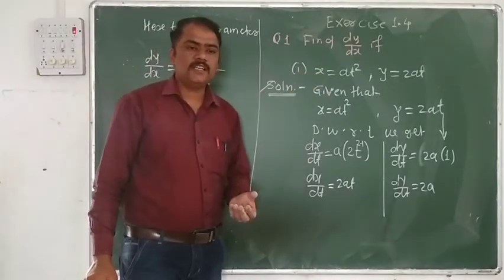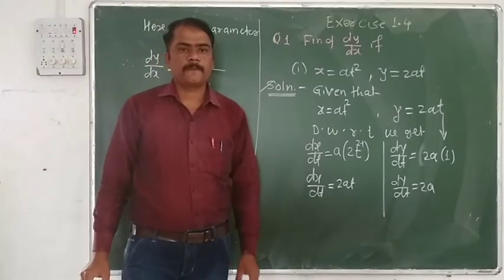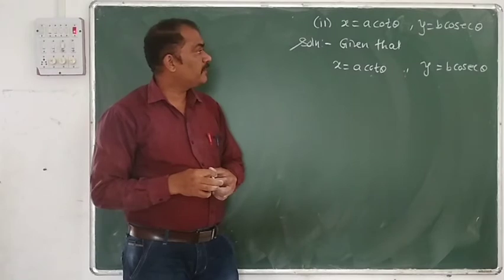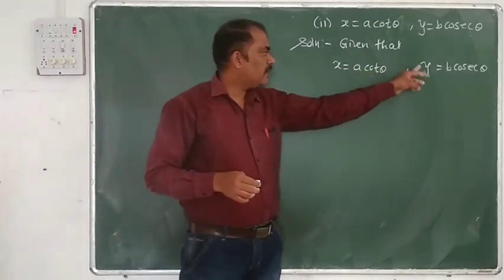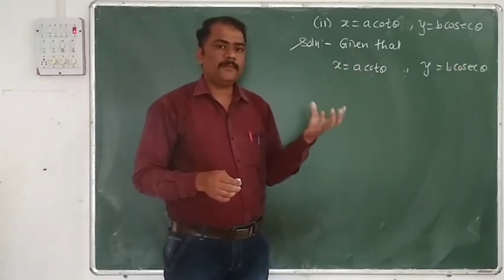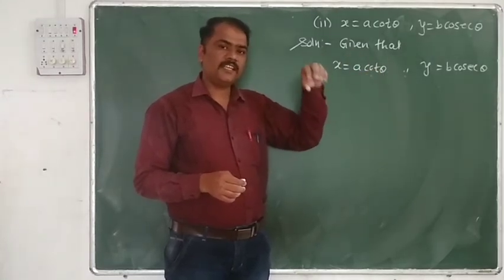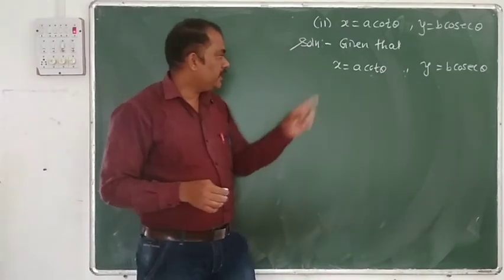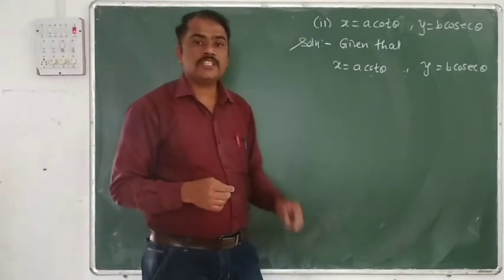Now we have to discuss the next example, that is example number 2. What is example number 2? x is equal to a cot theta, y is equal to b cosec theta. Here x is a function of theta, y is a function of theta. And the relation between x and y is established by the third variable theta. So theta is here the parameter. This is an example from the derivatives of parametric functions. Here x is a function of theta, y is a function of theta, so we have to differentiate with respect to theta.